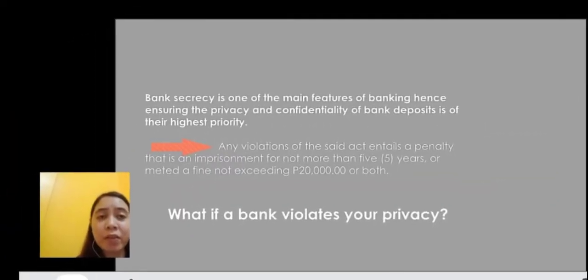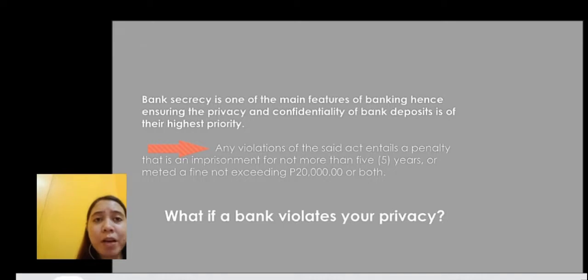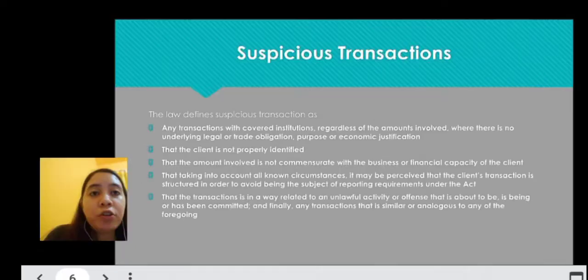What if a bank violates your privacy? Bank secrecy is one of the main features of banking, hence ensuring the privacy and confidentiality of a bank deposit is of the highest priority. Any violation of the said act entails a penalty of imprisonment of not more than 5 years, or a fine not exceeding 20,000 pesos, or both.